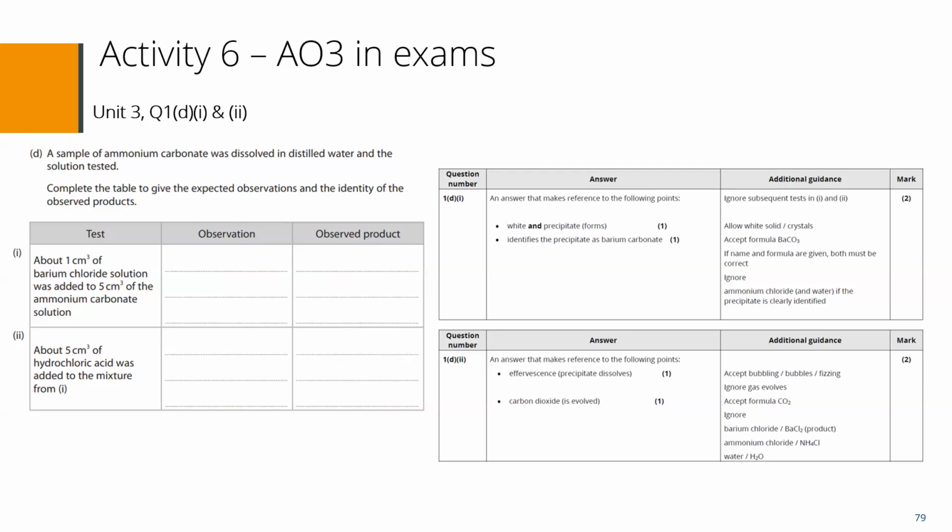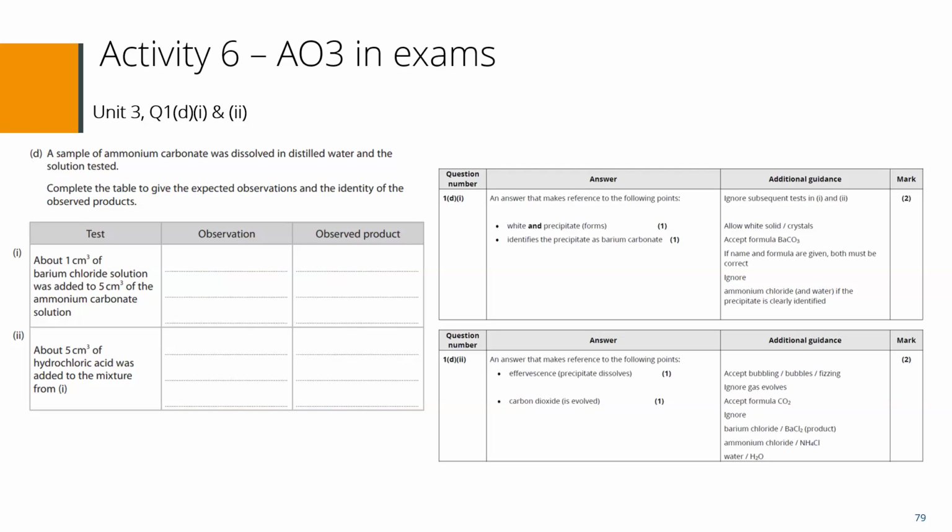For the barium chloride, an answer that gives white and precipitate. So they need both. Okay, so not just precipitate on its own, not just white on its own, but you can accept white solid or white crystals. Identify the precipitate as barium carbonate, accept the correct formula, and note if name and formula are given, both must be correct. Ignore ammonium chloride and ignore water if the precipitate is clearly identified.